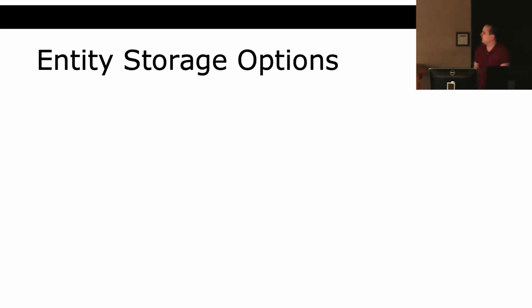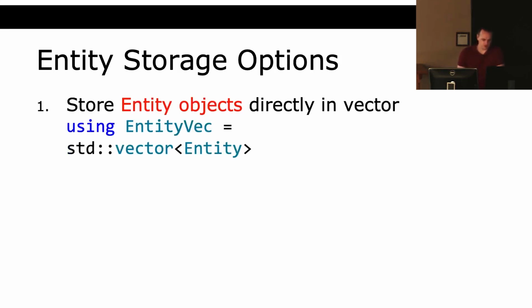So when we talk about an entity manager, I just said that we're going to store our entities in vectors, but how are we going to store those entities in the vectors? There are a number of different decisions that we could make here. The first one, and maybe the most easy, intuitive and obvious one, is just to store entity objects directly in this vector inside the entity manager.